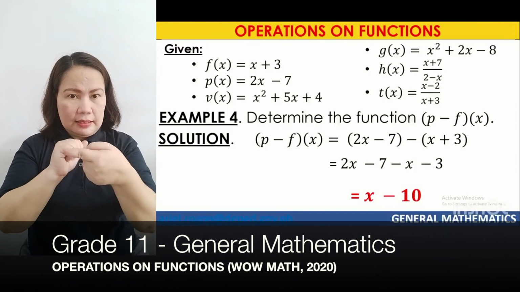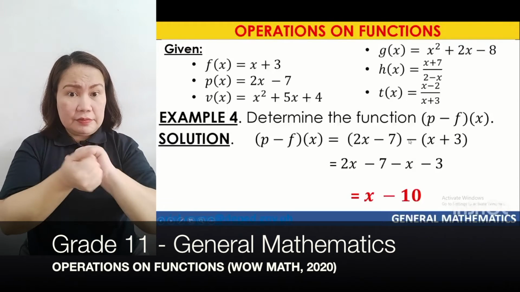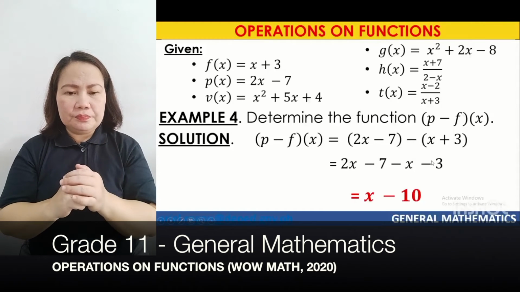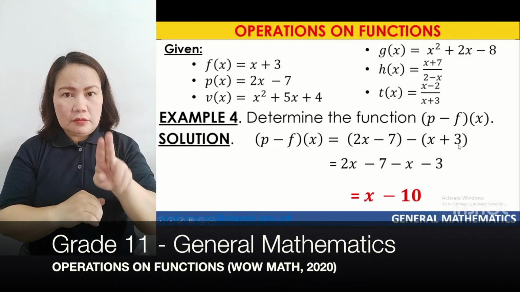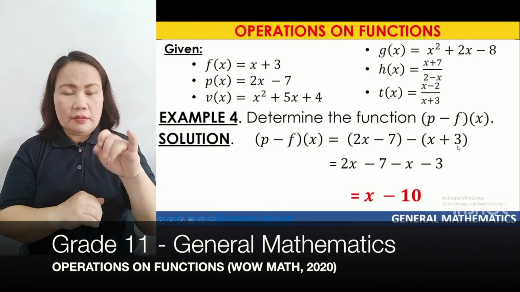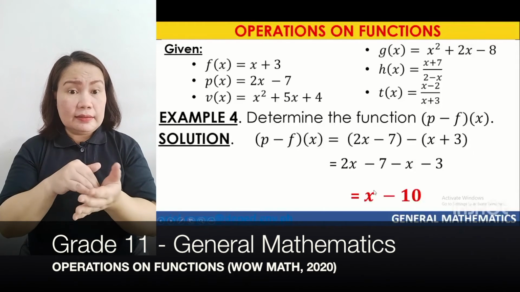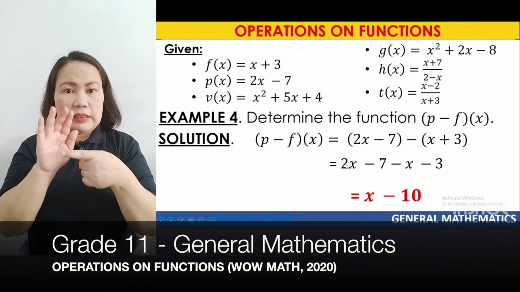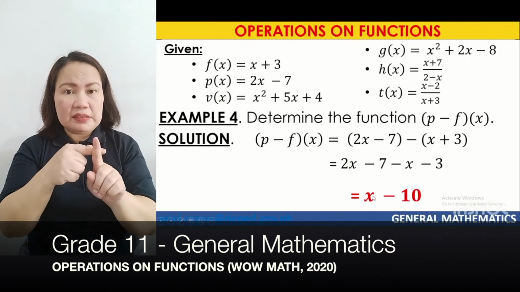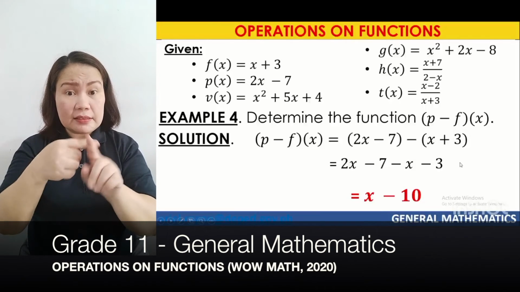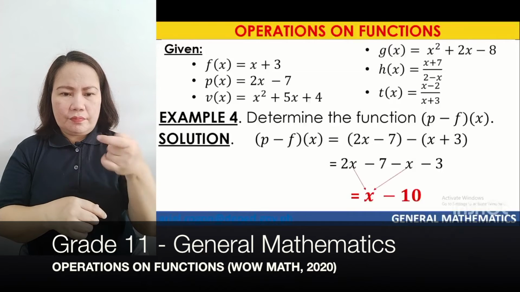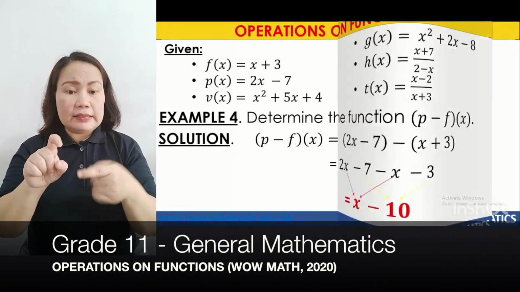Ulitin ko, kapag subtraction, you need to put open and close parenthesis para ma-change natin yung sign ng subtrahend nyo. So therefore, the final answer here is x minus 10 because 2x minus x is x, negative 7 minus 3 is negative 10. Okay. So yan yun.